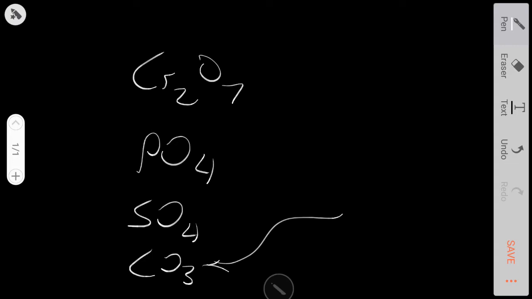Okay. Number 10. Which of the following group contains 3 oxygen atoms? Dichromate is Cr2O7. It's not that. Phosphate is PO4. It's not that. Sulfate is SO4. It's not that. And carbonate is CO3. It's that. So the answer for 10 is D. Number 11.